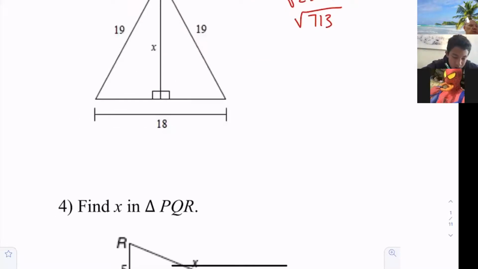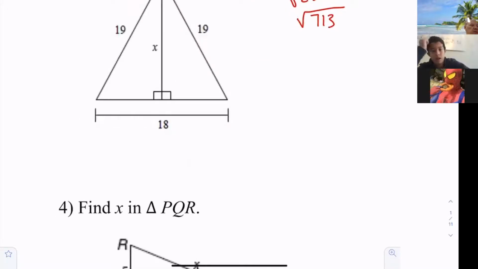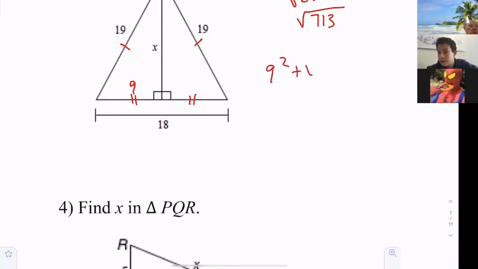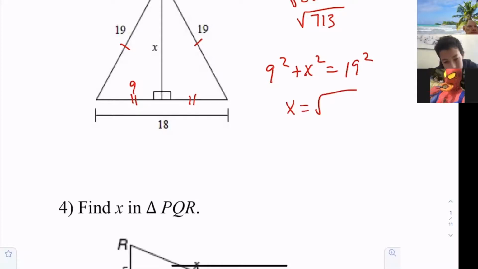All right, now number 3 was kind of easy because this is an isosceles triangle, right? So that means this is equal to this, right? So this is 9, right? So this is just 9 squared plus x squared equals 19 squared. Is everybody happy with that? So somebody tell me x is the square root of what? 2 radical 77?